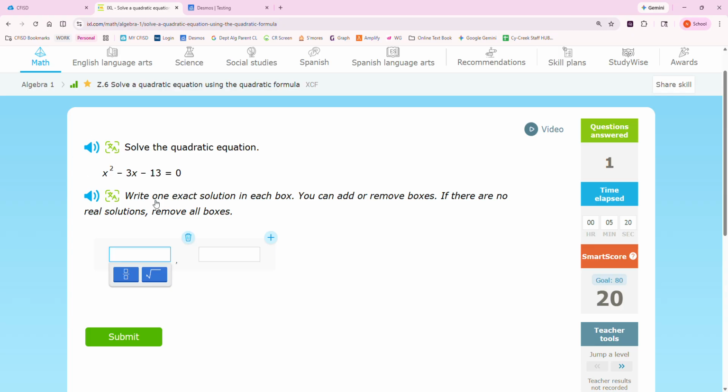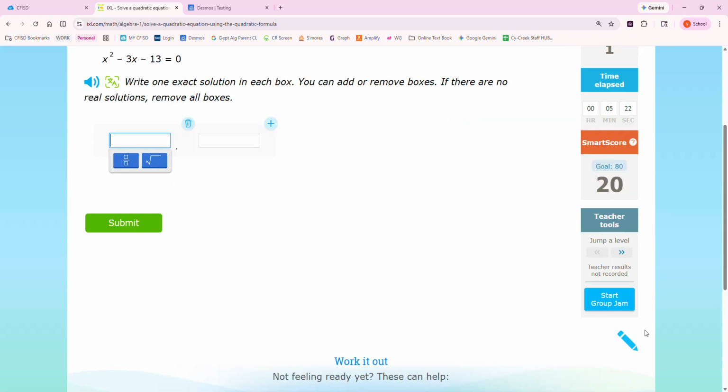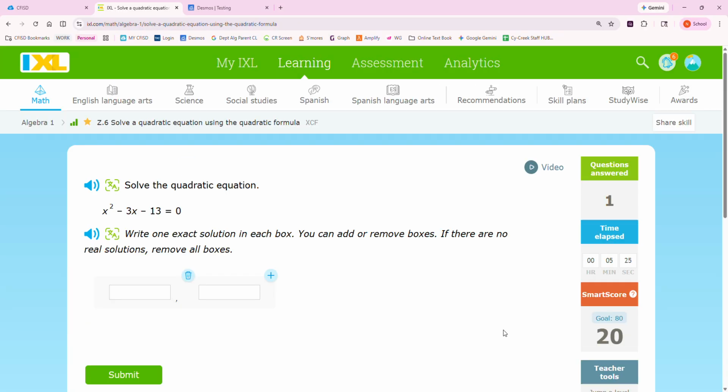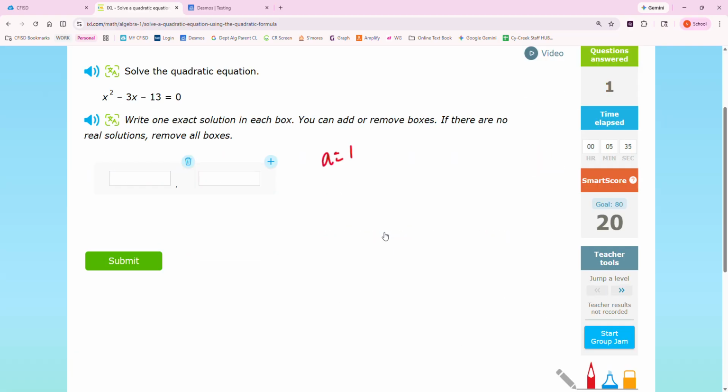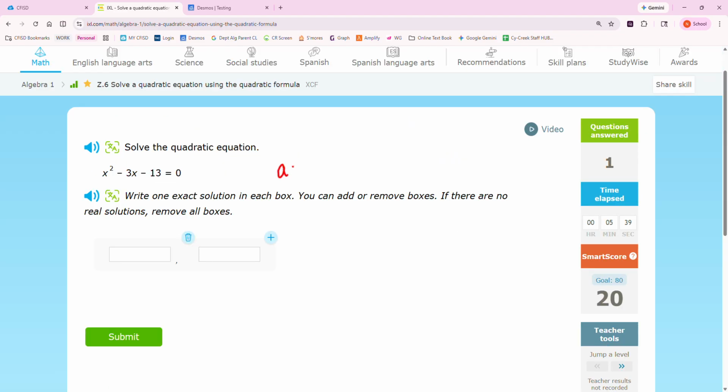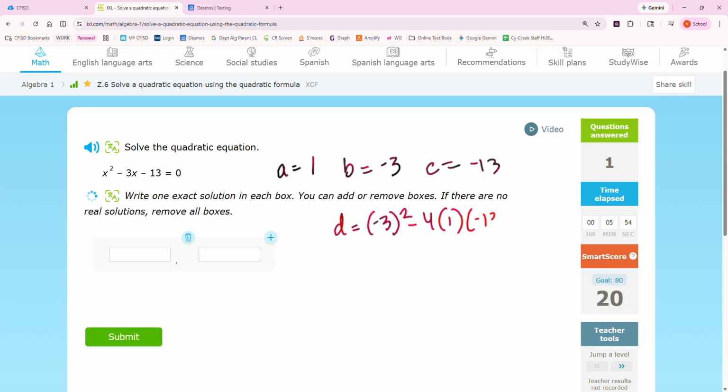This one's really basic and simple and easy because our A value is 1. So I'm going to go ahead and go through, and we know that our A is equal to 1. And let me write it up here, just so that we have room. Okay, so our A is 1, our B is -3, and our C is -13. So using the discriminant first, that's going to be -3 squared minus 4 times 1 times -13.